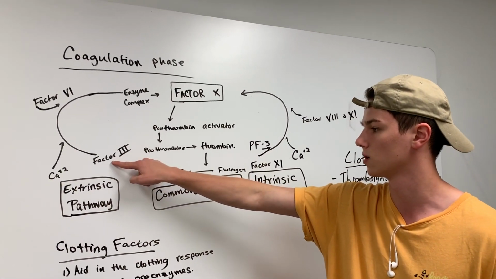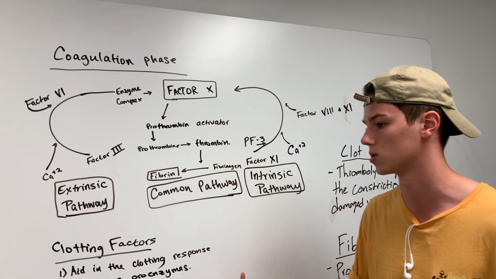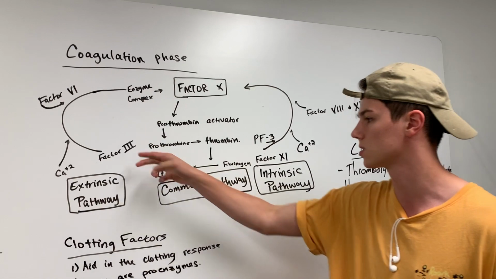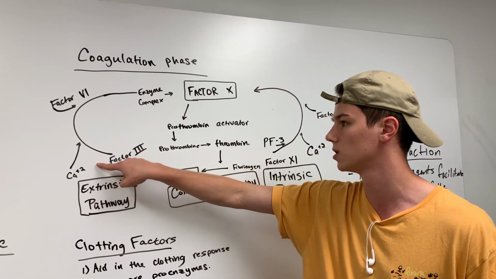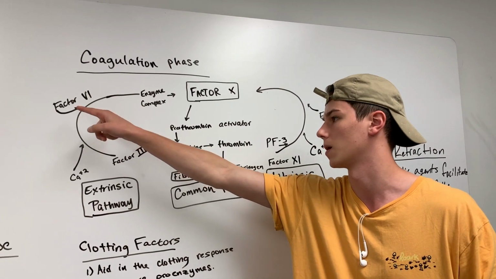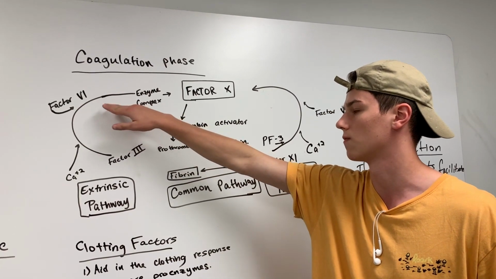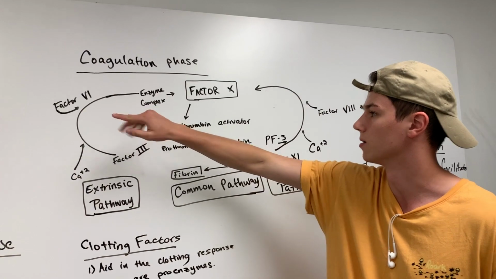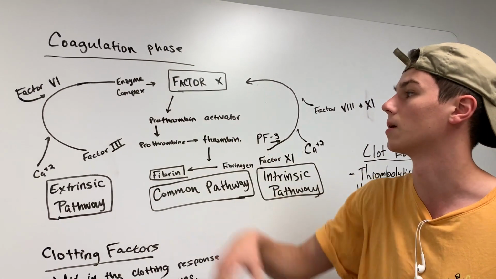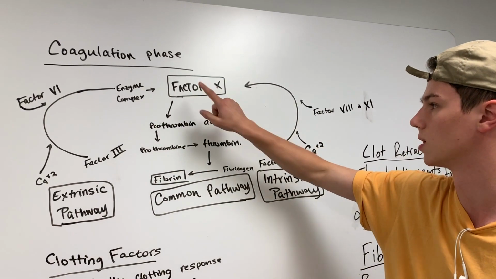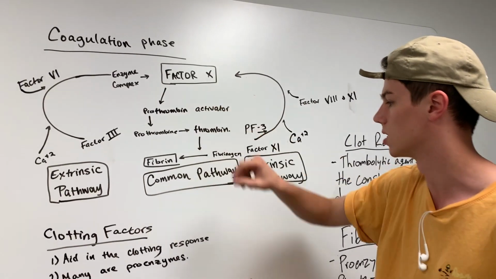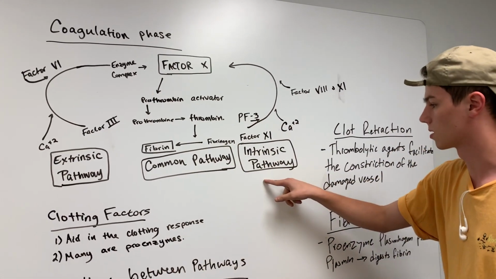So factor 3 is also known as tissue factor, which is released by endothelial cells in the vascular phase. It'll combine with calcium, and also later on in this pathway, it'll combine with factor 7. Once those all combine, it'll be able to become an enzyme complex, which can activate factor X, which is always the end goal for these two. And then there's the intrinsic pathway.